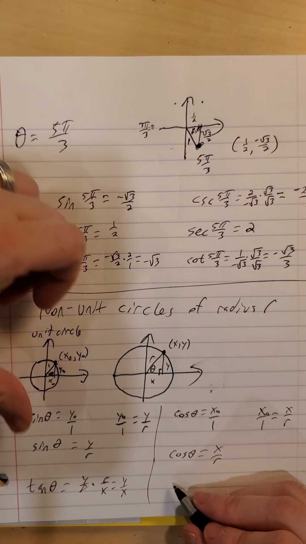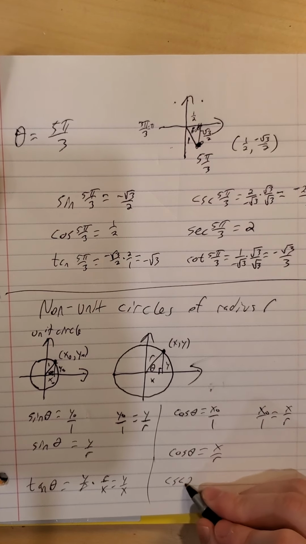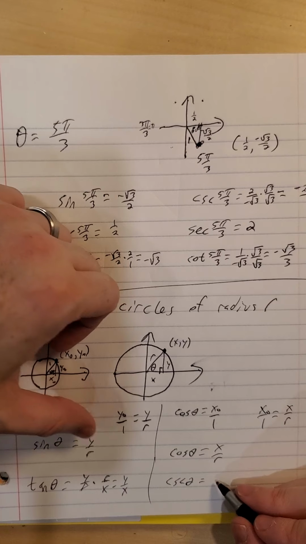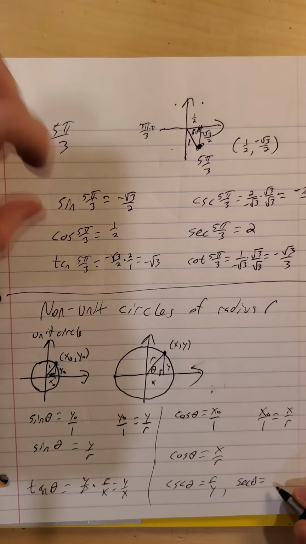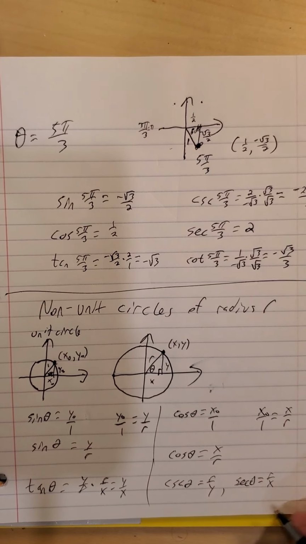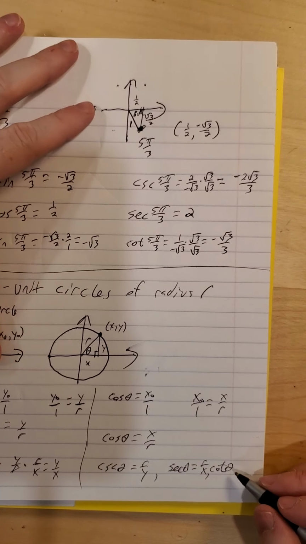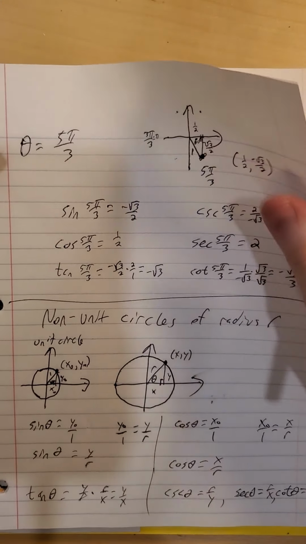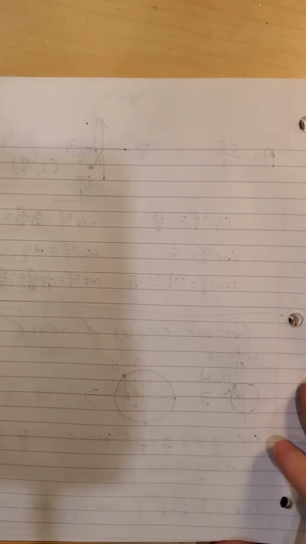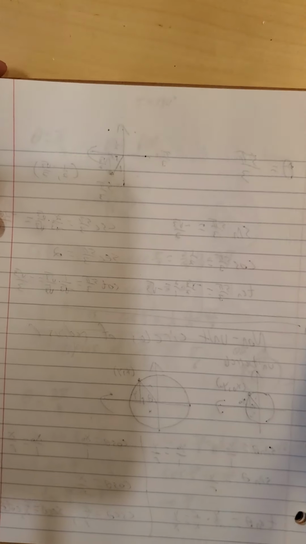And their buddies then would just be the reciprocals. So cosecant theta is just the reciprocal of the sine, so that's r over y. Secant theta, reciprocal of the cosine, so r over x. And cotangent theta, reciprocal of tangent, so x over y. So we can use that to find some trig values of points that are on a circle that's not necessarily a nice, neat, pretty unit circle.